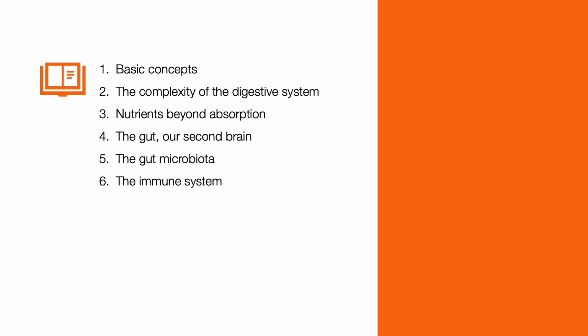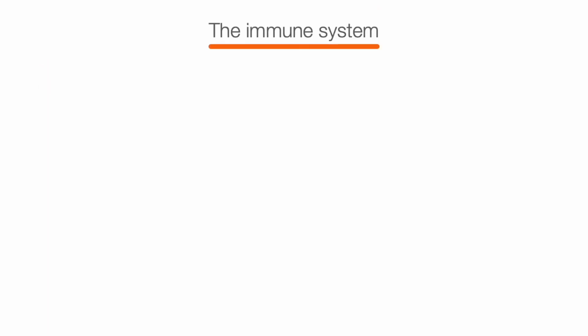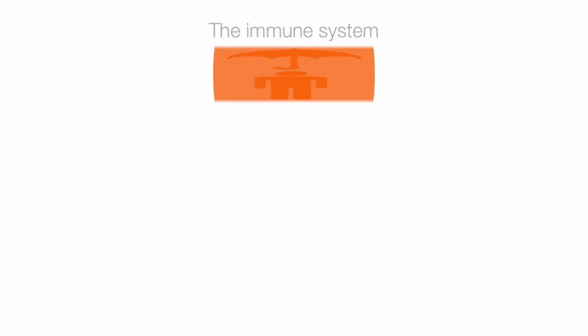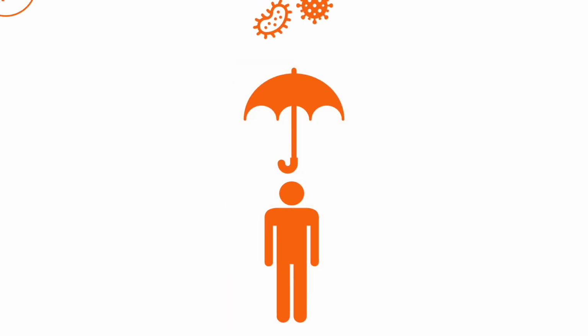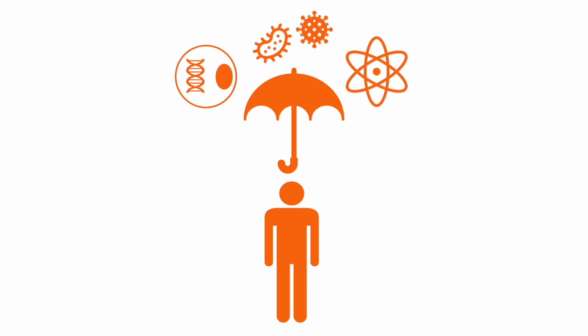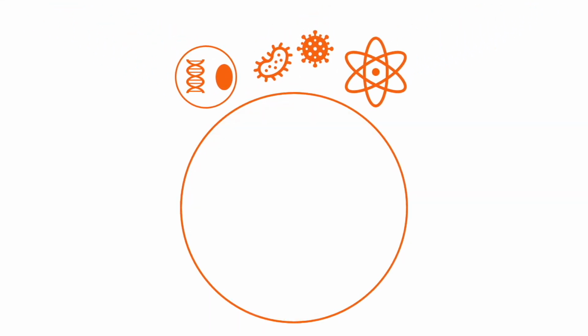In this video, we will give you some basic information about the immune system. The immune system protects us against pathogens, tumors, and toxins. The immune system is divided into two parts.